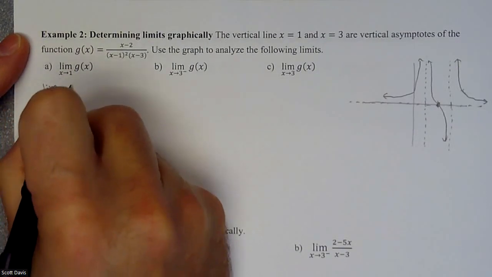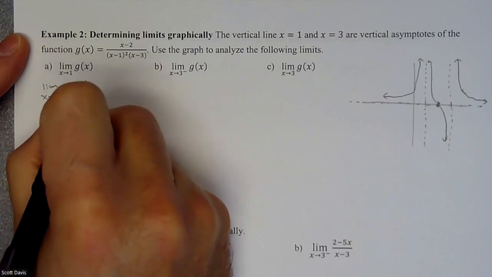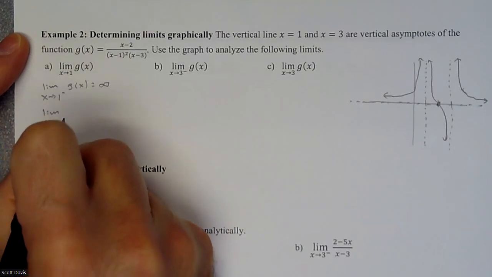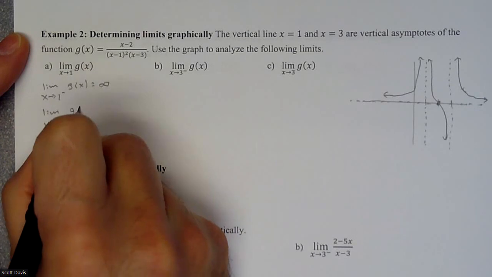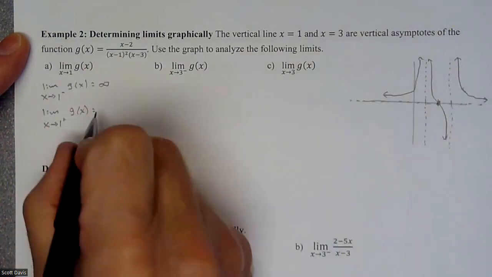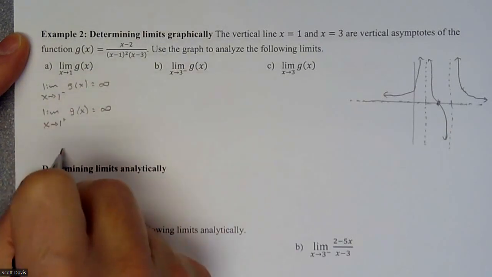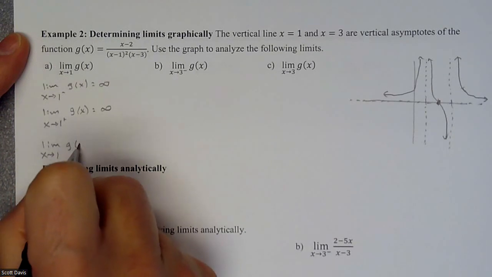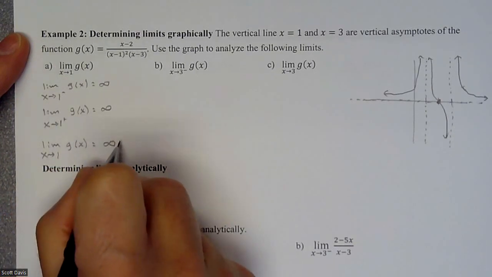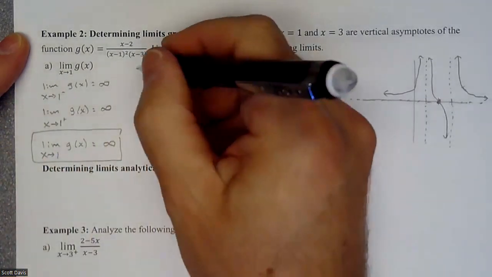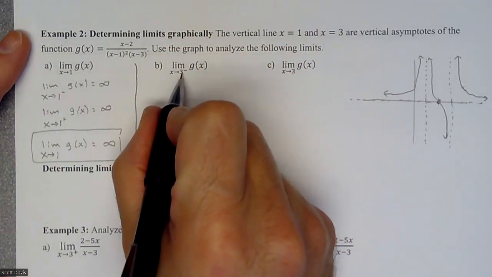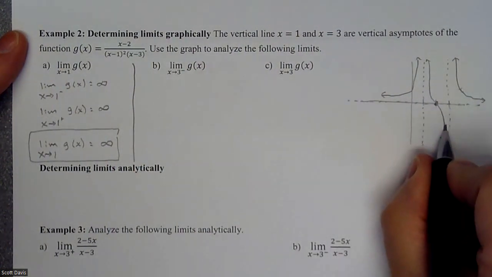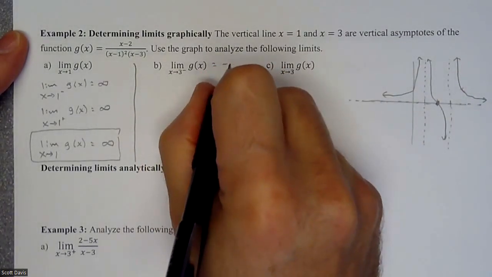So our limit as x approaches 1 from the left of this function is infinity. The limit as x approaches 1 from the right is also infinity. So our overall limit as x approaches 1 equals infinity. All right, and then this one, we're looking at just the limit as x approaches 3 on the left. So here's 3, 1, 2, 3, and on the left side, we are approaching negative infinity.